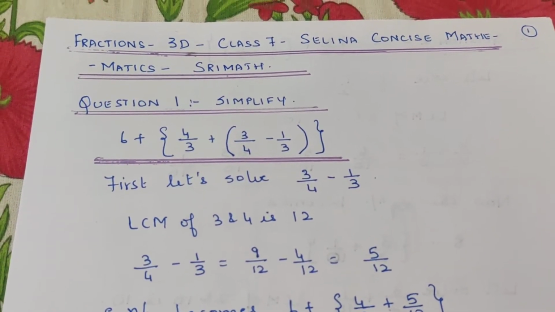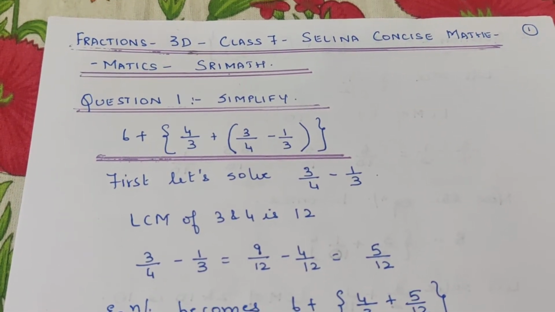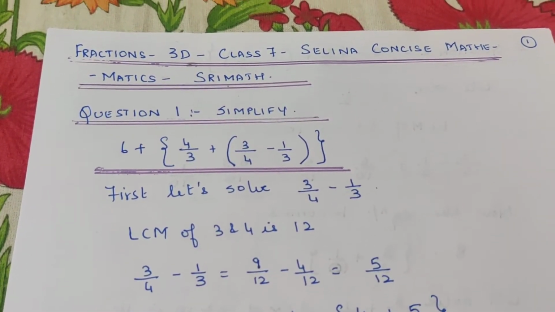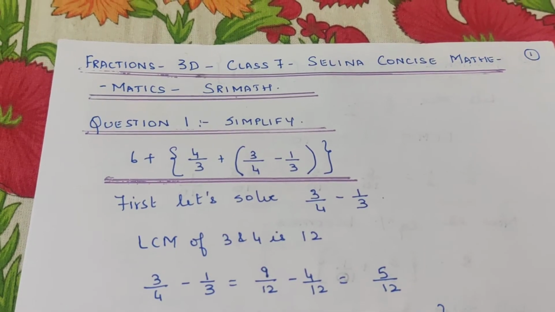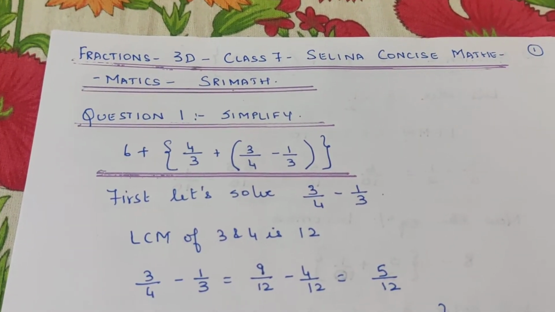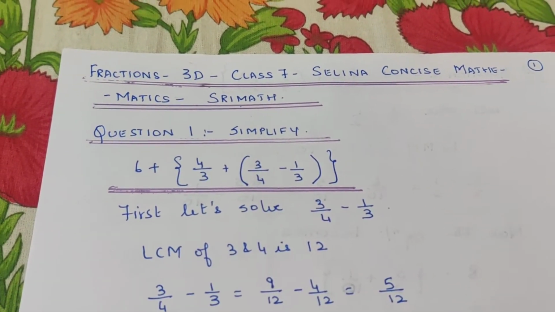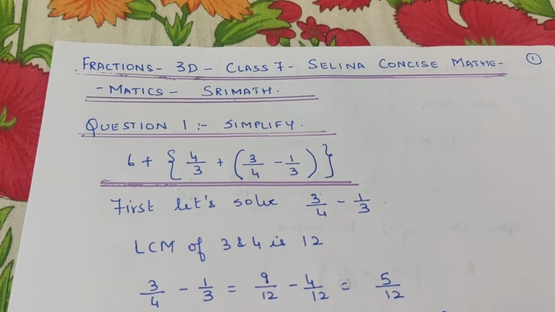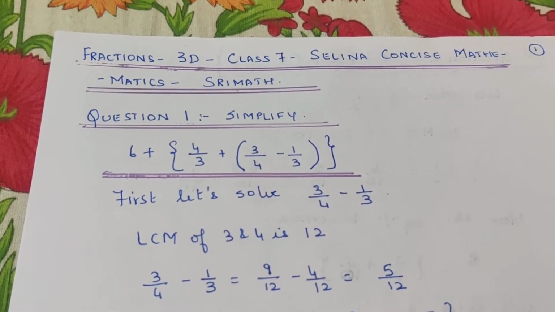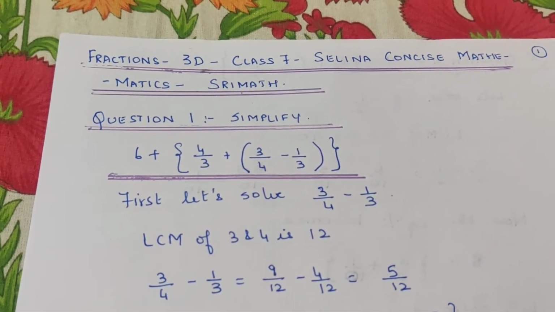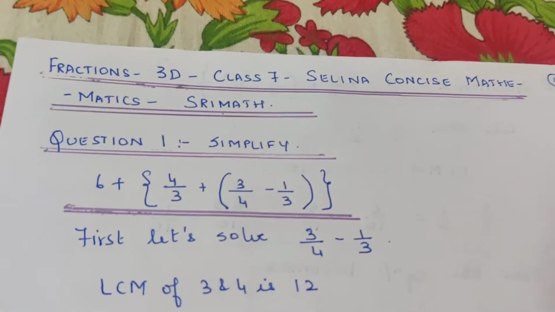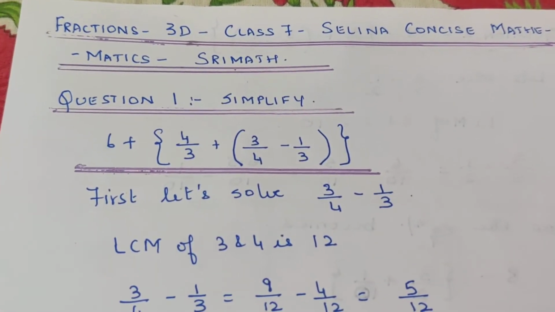This is exercise 3D for class 7 Selina Concise Mathematics book, and there are about 11 questions. Let me see how it goes. If the video is going to be short, I'll complete all the 11 questions, or maybe I will break this exercise into 2 videos. Let's quickly get on to question number 1.